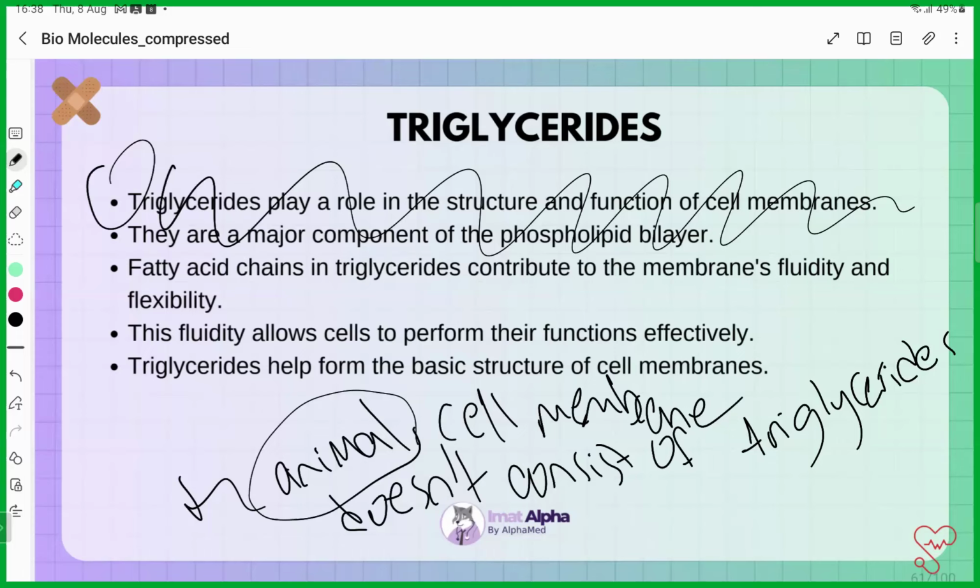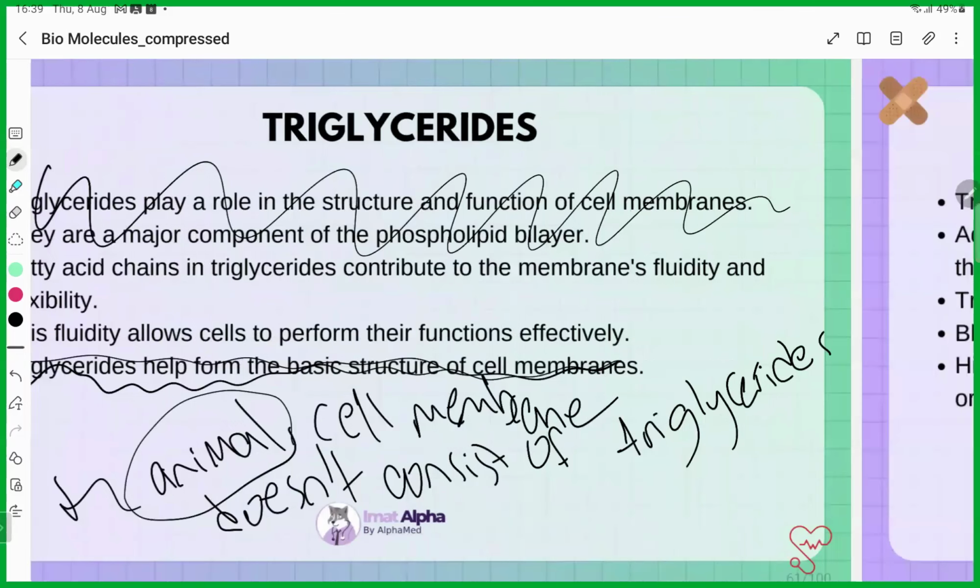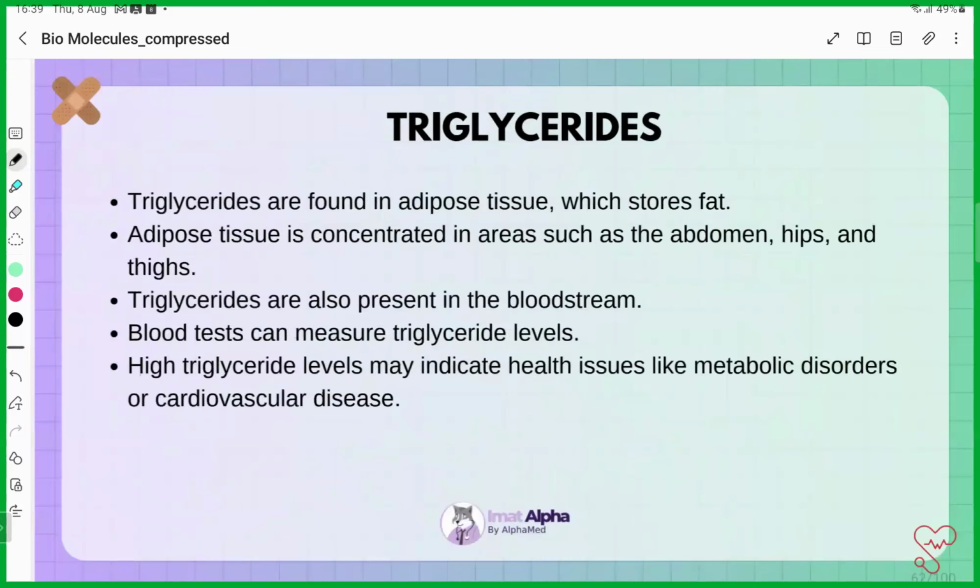Triglycerides have formed the basic structure. I'm not knowing why. Okay, give me one minute. I want to make sure about it.